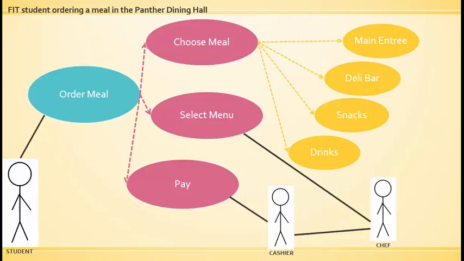The student pays the cashier. Well, the cashier can also be associated with the chef because they're working in the dining hall. The chef also, let's say the manager, is making or creating the menus where the student can make that selection from. And the chef can also be the cashier as well and receive payment for that meal.